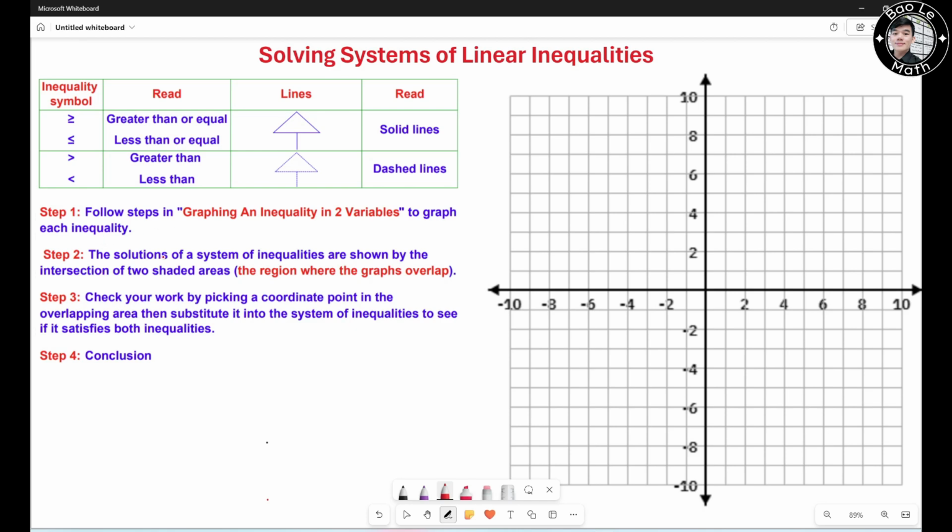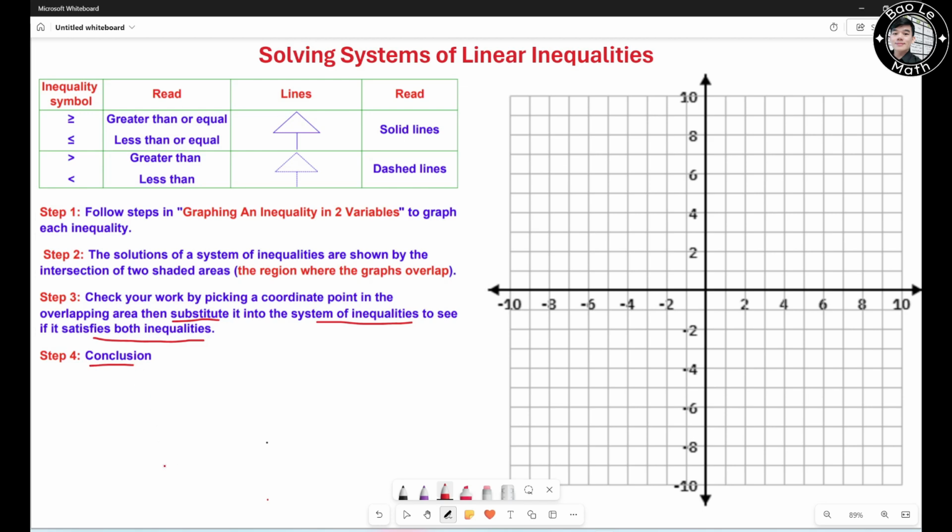Step number 2, the solutions to a system of inequalities are shown by the intersection of the two shaded regions, the regions where the graphs overlap. Step number 3, check your work by picking a coordinate point in the overlapping area, then substitute it into the system of inequalities to see if it satisfies all inequalities. And step number 4, you need to make a conclusion.